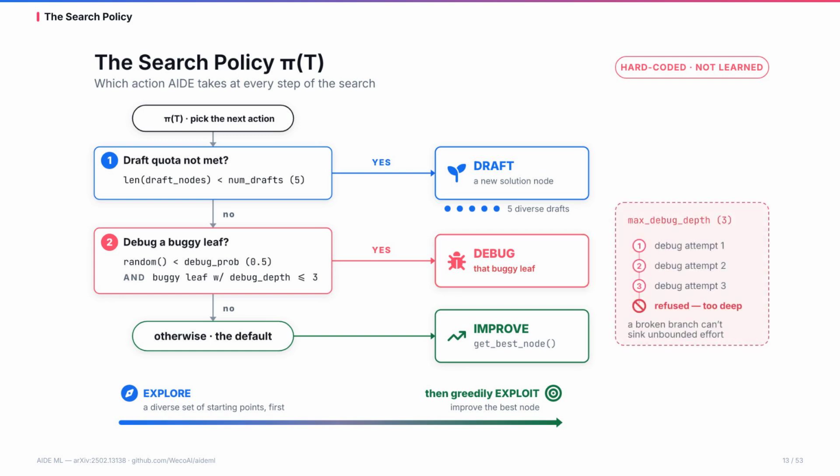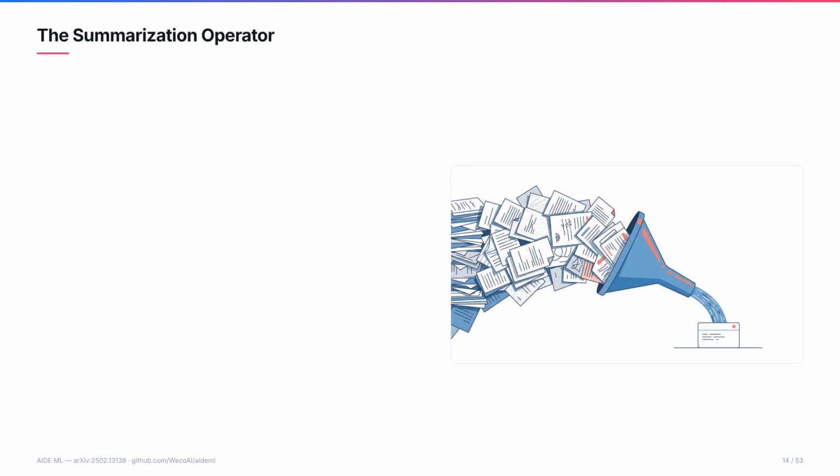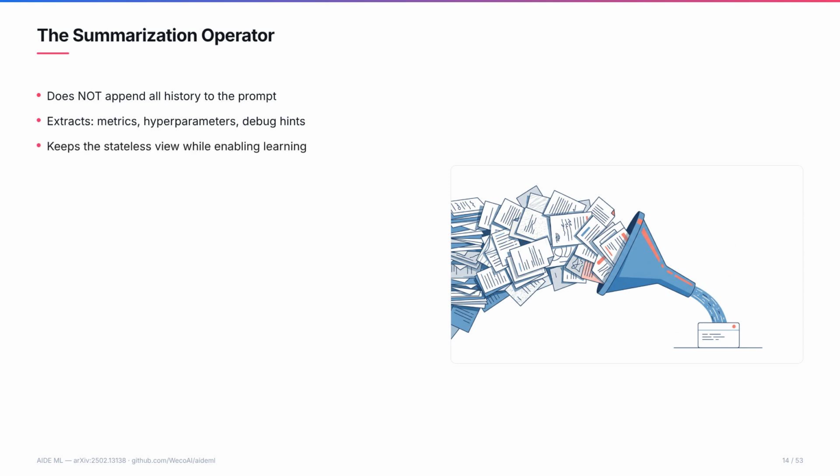a broken branch. There is one more piece, and it is easy to overlook. The summarization operator, sigma of t. Rather than appending every historical log to the prompt, it selectively extracts what matters: performance metrics, hyperparameter settings, and relevant hints for debugging. This is how AIDE keeps the stateless perspective while still benefiting from incremental reasoning. It gets the value of memory without the exploding prompt.